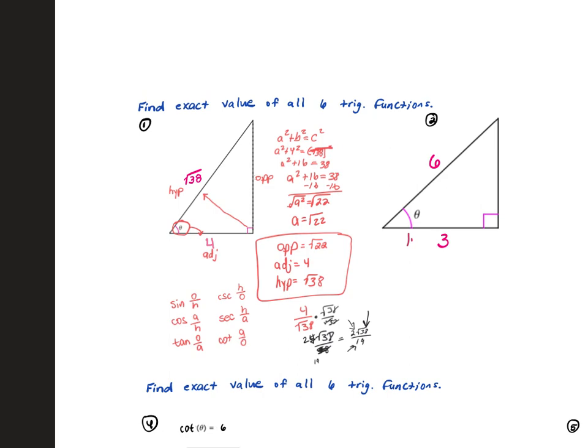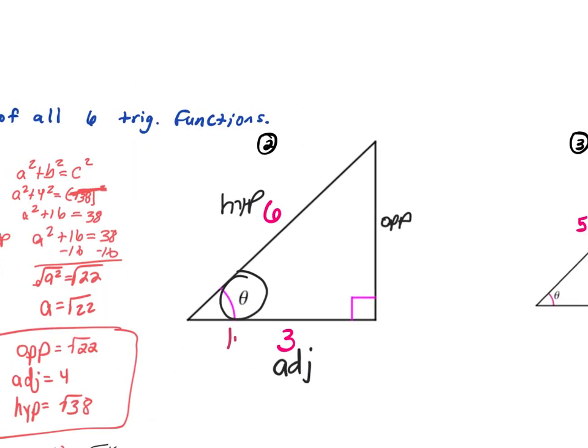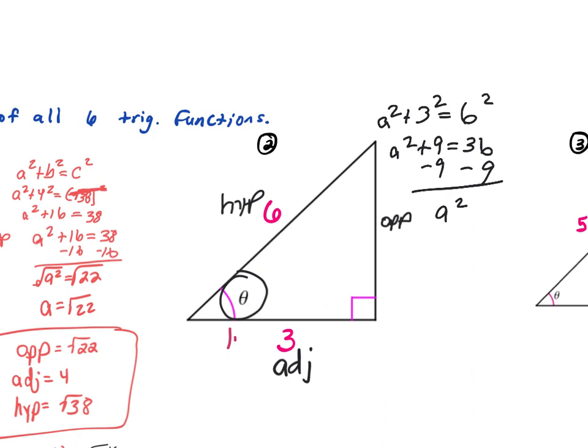All right. So if I look at the next one, I have my theta right here. This is my adjacent side. This is my hypotenuse. So again, I'm looking for a leg. So if I use my Pythagorean theorem, I have a squared plus 3 squared equals 6 squared. A squared plus 9 equals 36. Subtract 9 from both sides, and I get a squared equals 27. So I take the square root, and I get a equals the square root of 27.